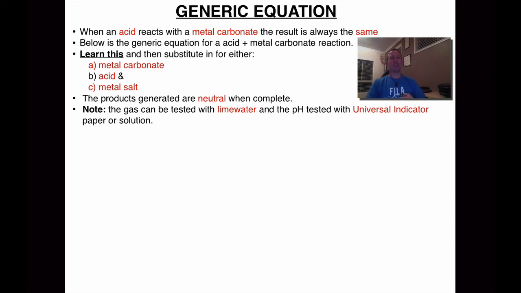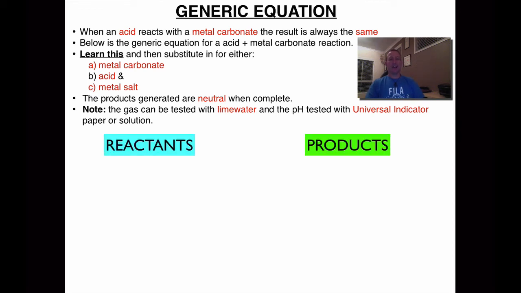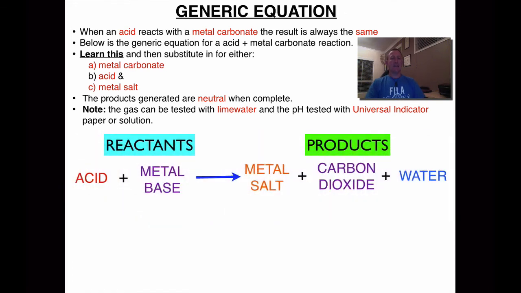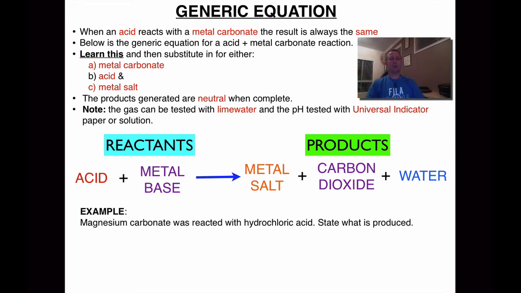So the overall generic equation can be written as acid plus the metal base, in this case the metal carbonate, which will be joined with the metal salt, carbon dioxide, and water. Remember, we can test for the carbon dioxide with lime water, and we can test for the presence of water using the universal indicator paper or solution.